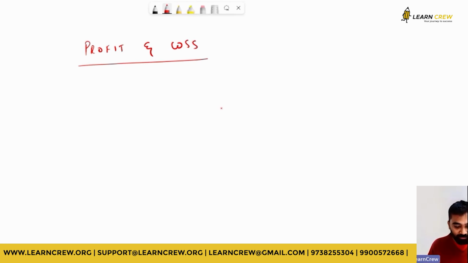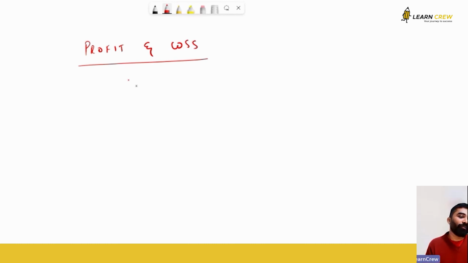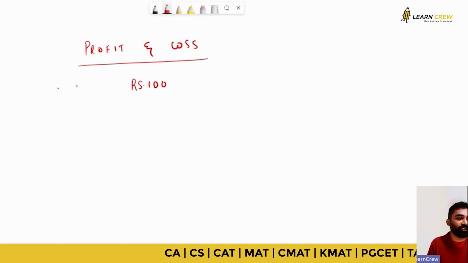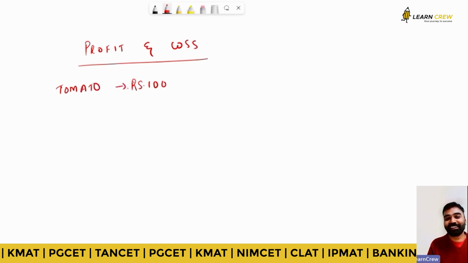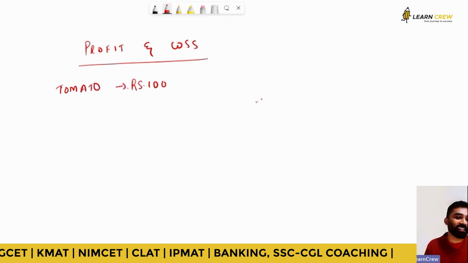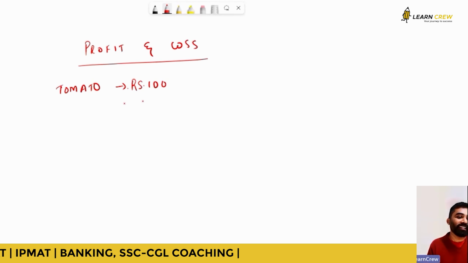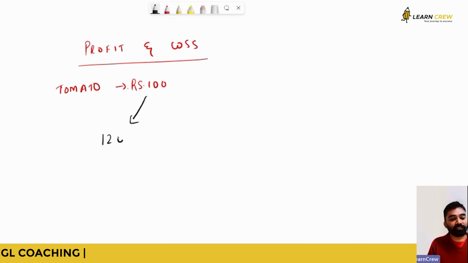Profit and loss. Now, imagine that you are buying a product at 100 rupees. Some product, let us take tomato. So that is costing 100 rupees per kg. Now you are going to sell it at a price of 120. Are you making a profit or a loss? Profit. So this is the selling price, and this is the cost price.